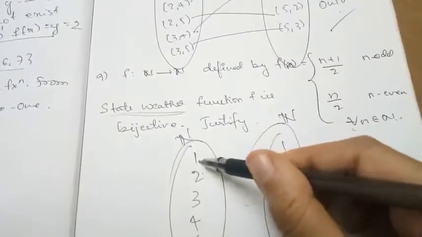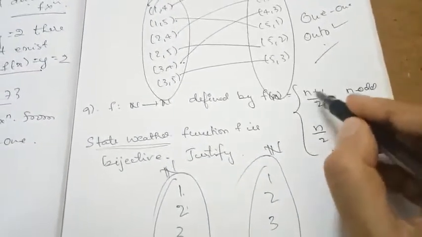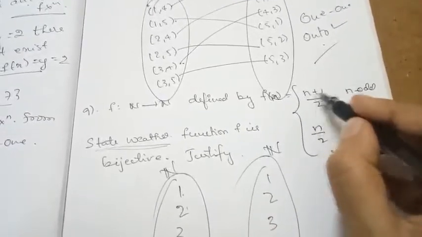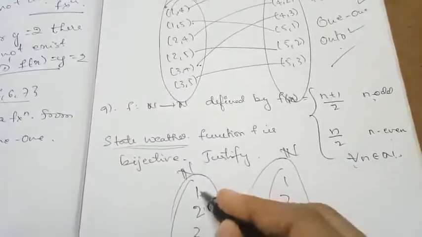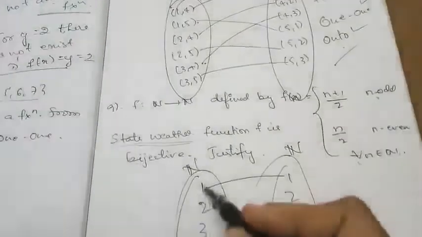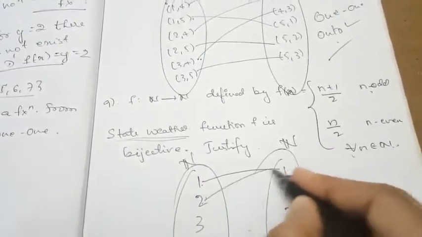So when n is equal to 1, 1 means it is an odd number. How will be the function? n is 1 means 1 plus 1 by 2. So 1 plus 1 means 2 by 2. It is, when n is 1, f of n is 1. When n is 2, 2 is an even number. 2 by 2 it is again 1.